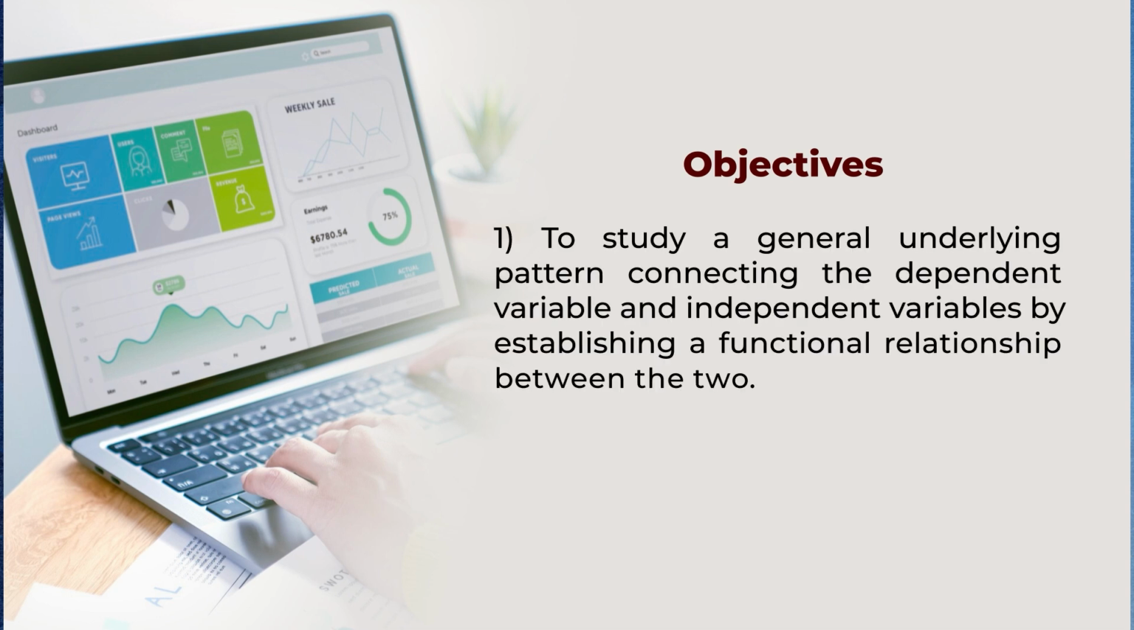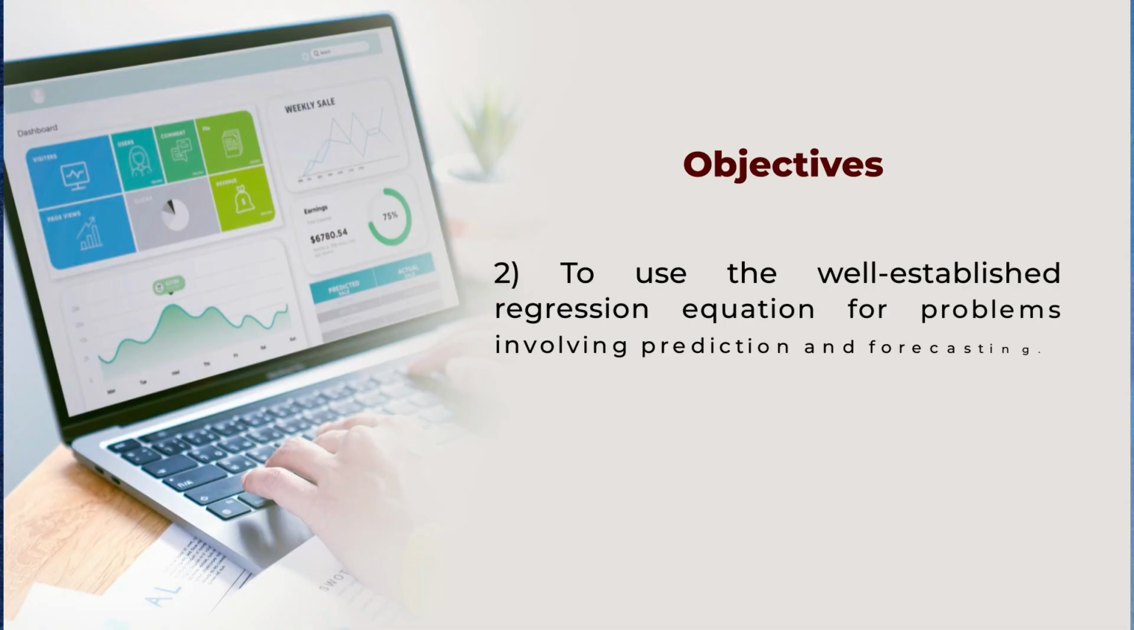The objectives of marketing researchers in using regression analysis are to study a general underlying pattern connecting the dependent variable and independent variable by establishing a functional relationship between the two. In this equation, the degree of relationship is derived, which is a matter of interest to the researcher in his study. The other objective can be to use the well-established regression equation for problems involving prediction and forecasting.